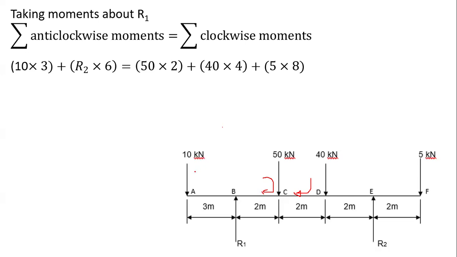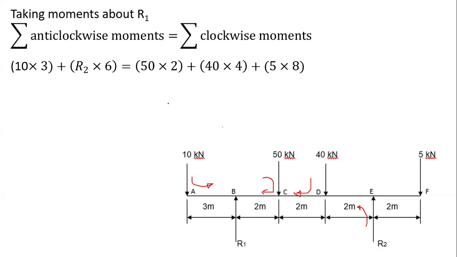Now, on the other end, we also have the anti-clockwise, which is 10 multiplied by 3. Remember, we're not going to change anything. We're still taking moments about R1. The same thing with R2 multiplied by this distance, which is 6 meters. So giving me 10 times 3, this is an anti-clockwise moment. R2 multiplied by 6, this is a clockwise moment.